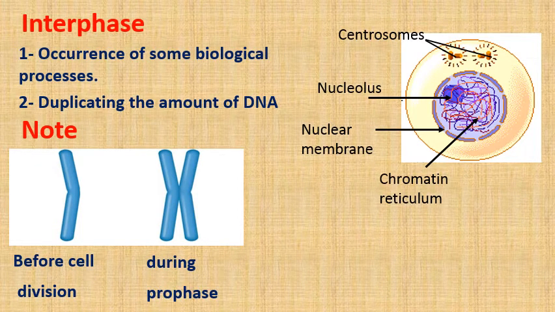Before entering the phases of mitotic cell division, we must know a very important note. The chromosome before cell division is in a form of chromatid, but during cell division, it will be a chromosome, a complete chromosome, like in this figure. Okay.